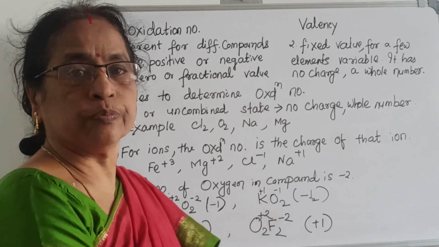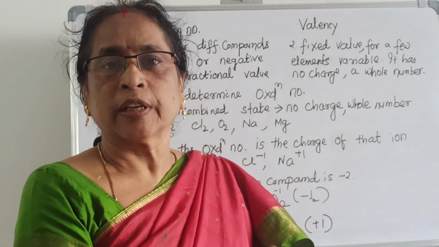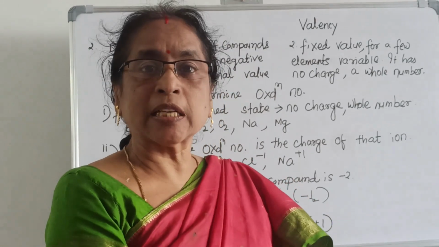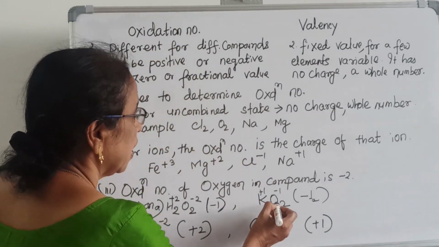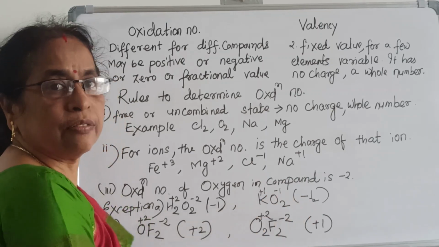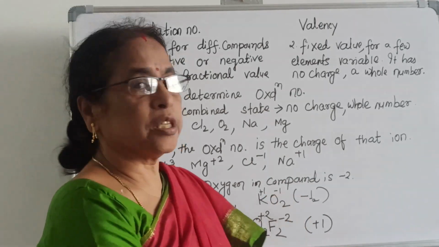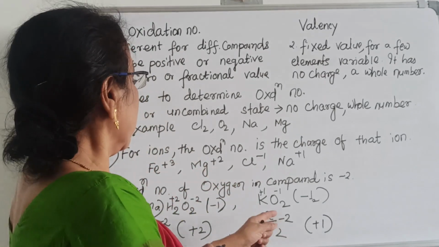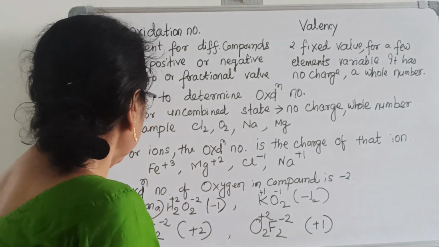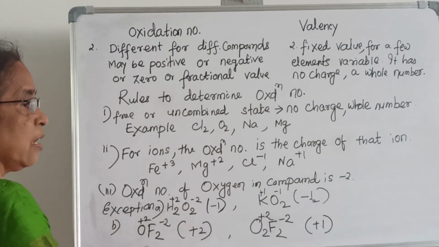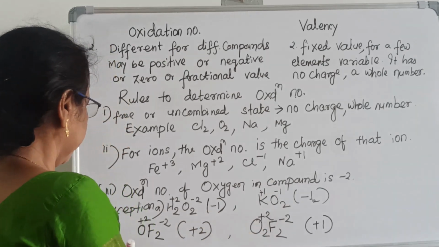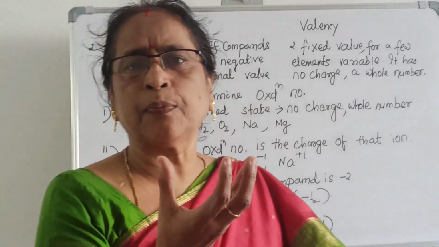Similarly, KO2. K2O is potassium oxide, but KO2 is potassium superoxide. Here potassium is +1, so the O2 part is -1. So what is the oxidation number of oxygen? It is -1/2, because for 2 oxygens it is -1, so for 1 oxygen it should be -1/2. In the first exception case oxygen is -1, and here the value is -1/2. The second exception case is generally with fluorine.